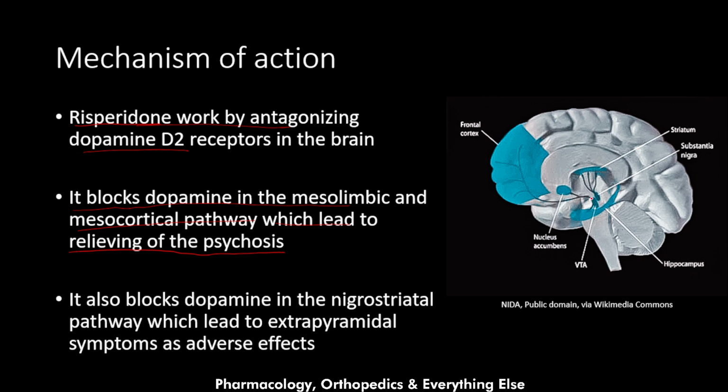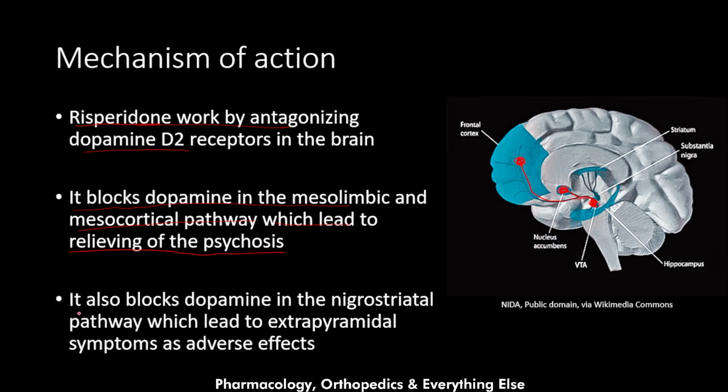So the mesolimbic and the mesocortical pathways: the mesolimbic pathway connects the ventral tegmental area with the nucleus accumbens, and the mesocortical connects the ventral tegmental area with the frontal lobe. So when dopamine is blocked in those two pathways, this would lead to the relief of the psychotic symptoms.